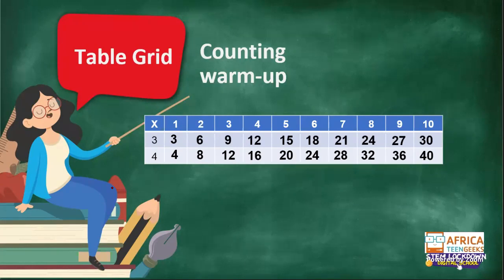Okay. Right now, everybody, let's go and do the 3 times just to recap or revise it again. 1 times 3 equals 3. 2 times 3 equals 6. 3 times 3 equals 9. 4 times 3 equals 12. 5 times 3 equals 15. 6 times 3 equals 18. 7 times 3 equals 21. 8 times 3, 24. 9 times 3, 27. And 10 times 3 equals 30.